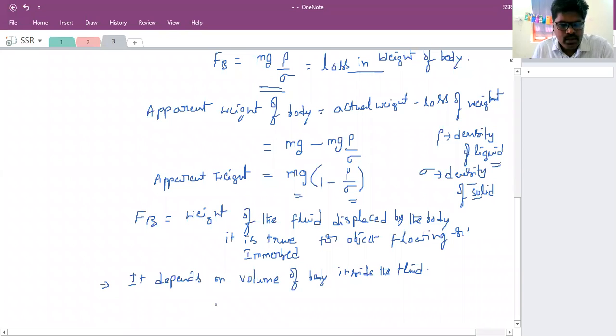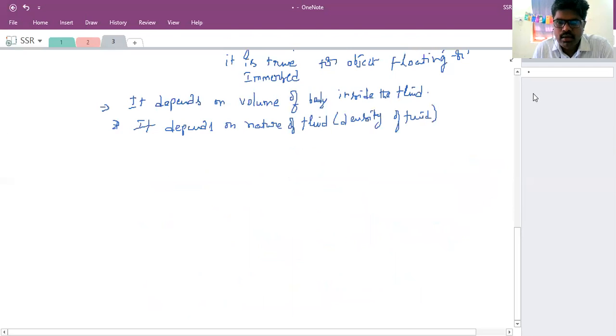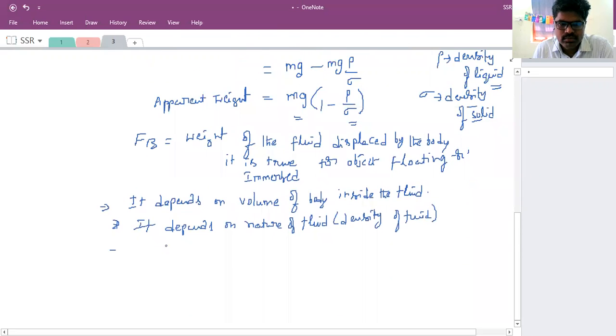It also depends on the nature of the fluid. Nature of fluid means density, the fluid density. And it depends on acceleration due to gravity also, the value of g at that point.